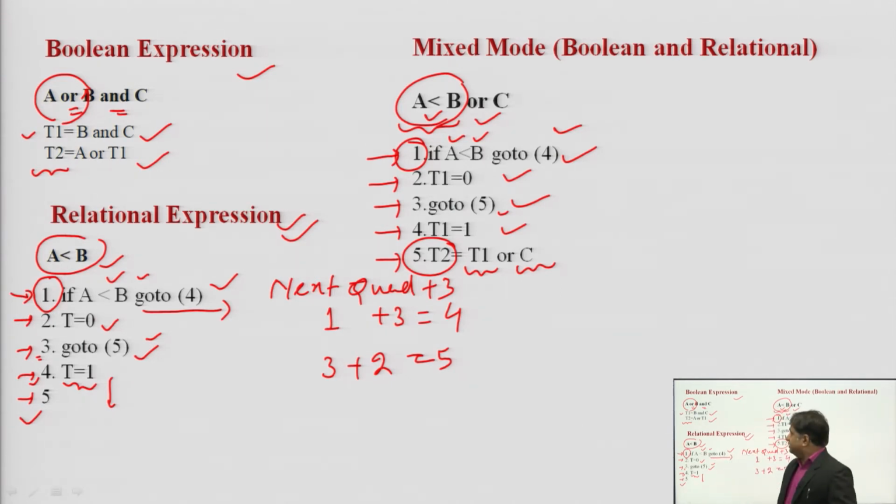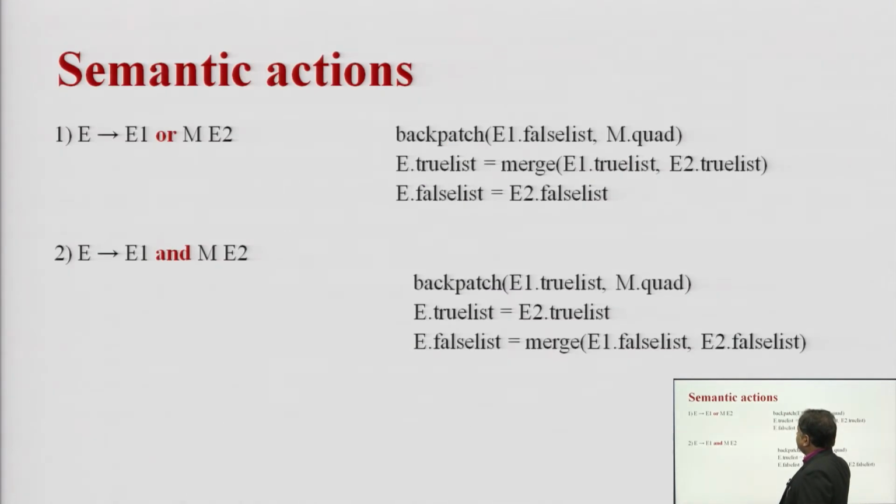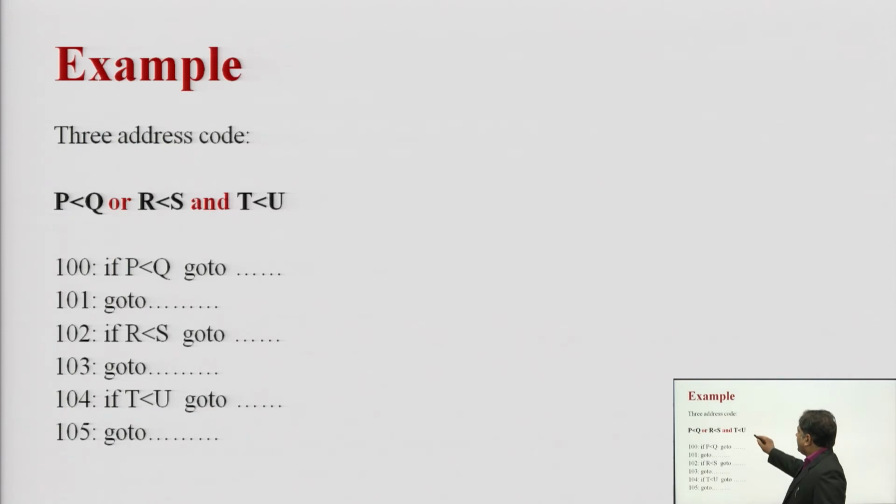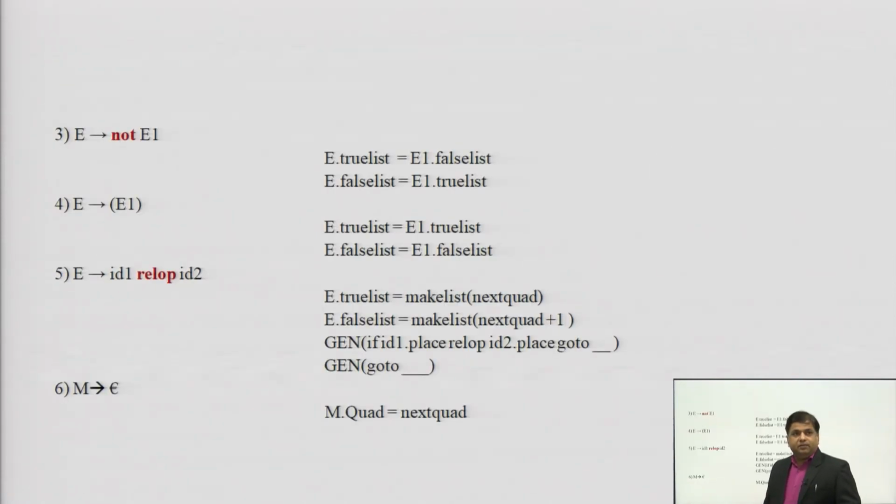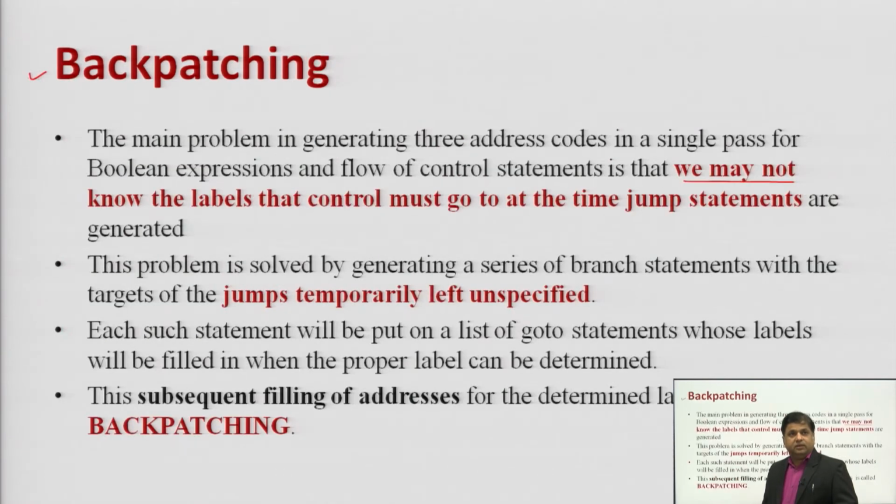But here the problem is, who will decide where we have to jump if there is more than one relational operator and more than one logical operation? For example, the statement is like this: P is less than Q or R is less than S and T is less than U. Then how will we decide where we have to jump? So, to reduce this problem of where we have to jump, we have the concept of backpatching.